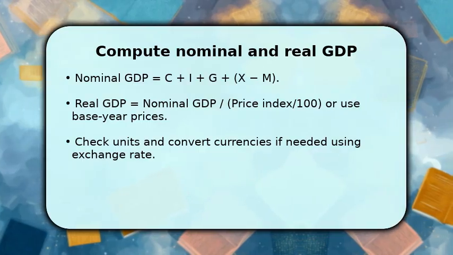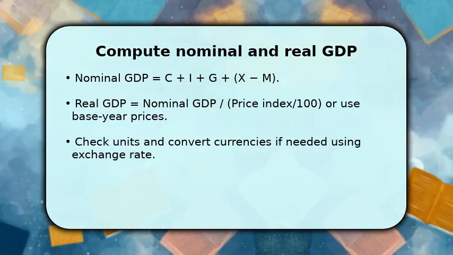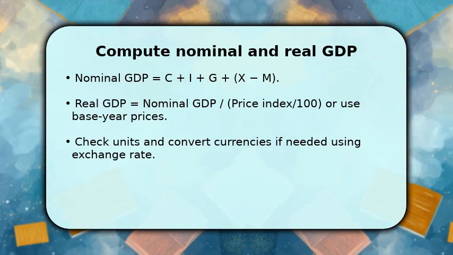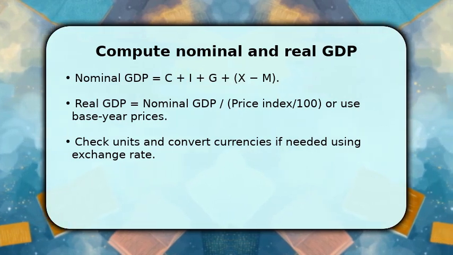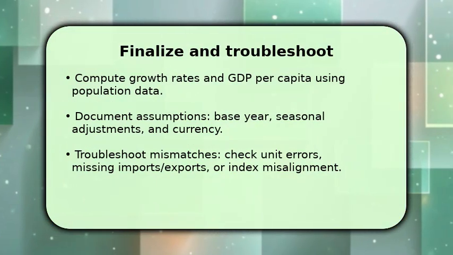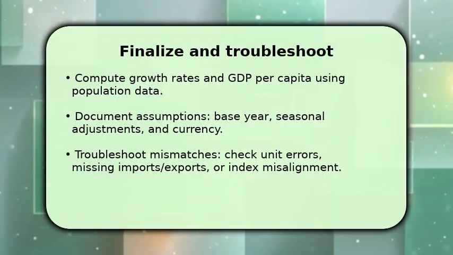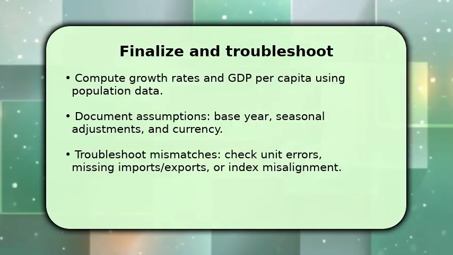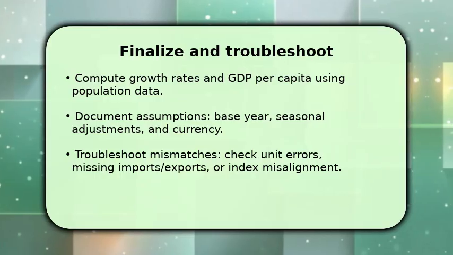Once you finish these arithmetic steps, reconcile any rounding differences and prepare the series for growth rate analysis. Finish by deriving growth rates and GDP per capita so results are interpretable for VU. Make sure to document assumptions, base year, seasonal adjustment, and currency so others can reproduce your numbers.